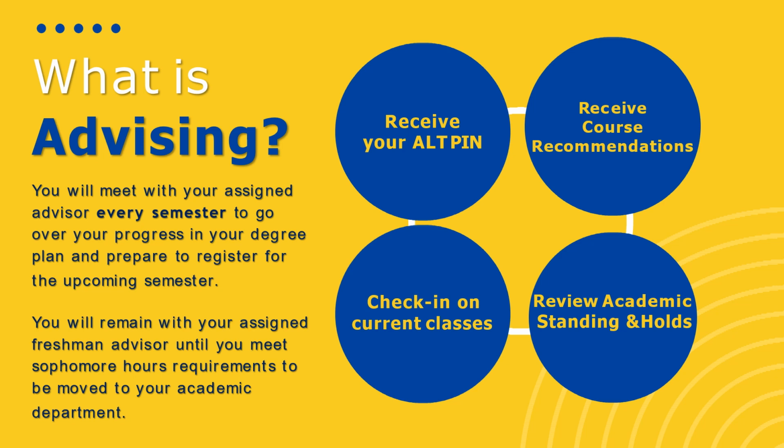Some of the things that we do provide for you is your alternate PIN, which changes each semester. You'll need that for registration. You will find that on your advising worksheets today. You will receive course recommendations and alternates in case something is full. We look at your degree plan and any credits you may be coming in with, and we determine the best courses that might align to your degree.